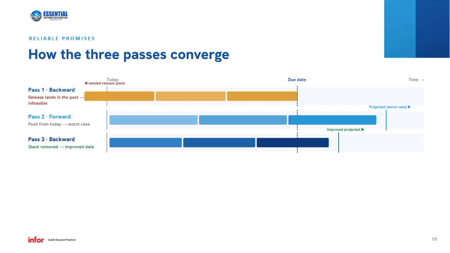The second pass, as I mentioned, will start on today's date. It will push forward and it will land on a due date at a worst case projected date. When the second pass triggers, the third pass will trigger immediately after. The third pass will take that worst case scenario projected date, pull the work tight, squeezing out any slack, reprioritizing soft allocation of materials if needed, and likely improve on that projected date. The final date is what you will see in the system and what you will communicate with the customer.